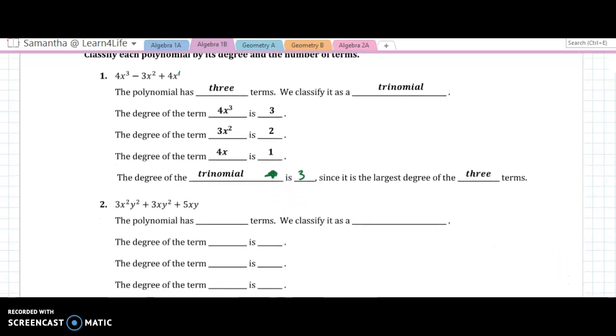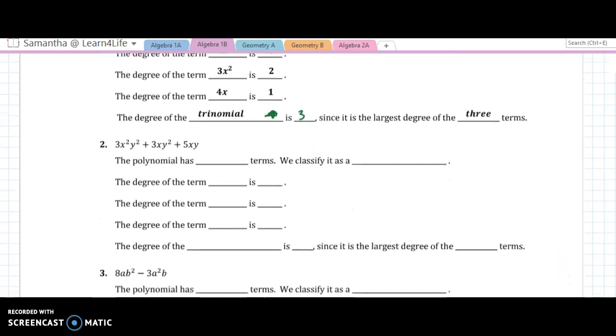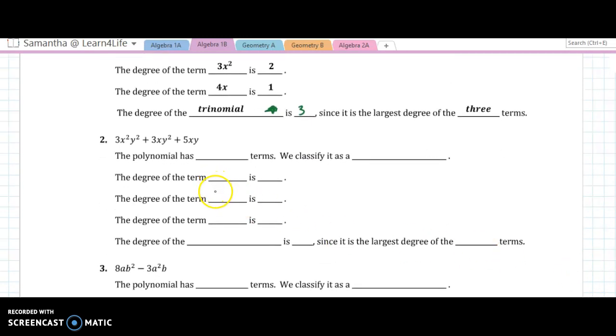We're going to look at the degree of each term, and then the one that's the largest is the actual degree of the polynomial, all right? So here we have 1, 2, 3 terms. So the polynomial has 3 terms. So then we'll classify it as a trinomial. The degree of the term 3x squared y squared, right?